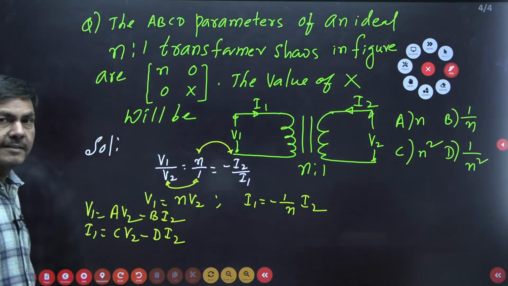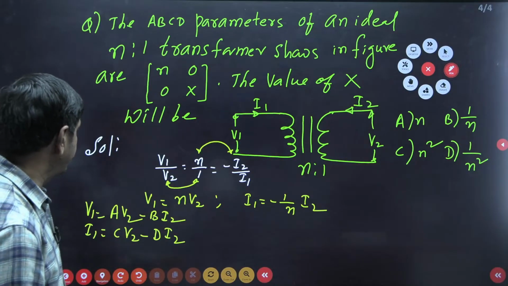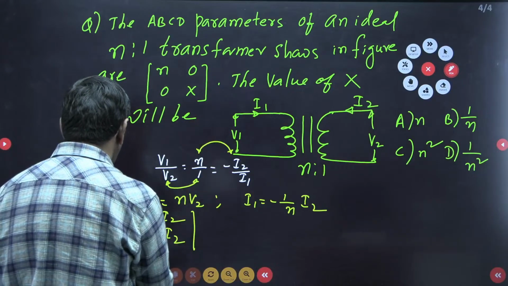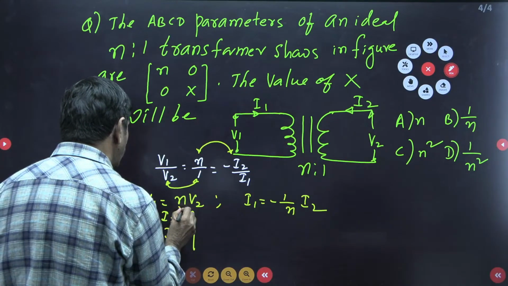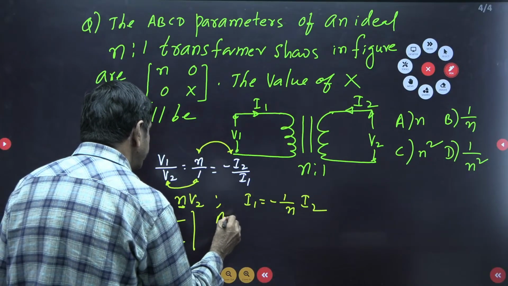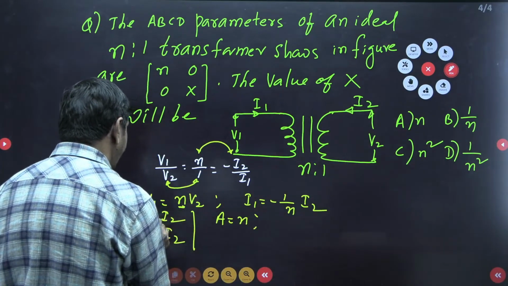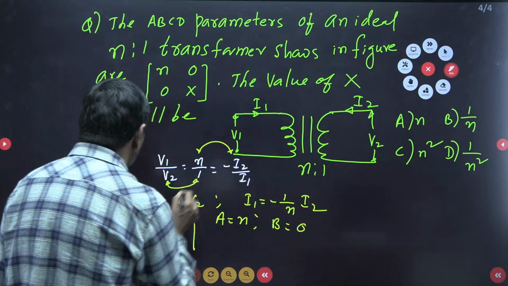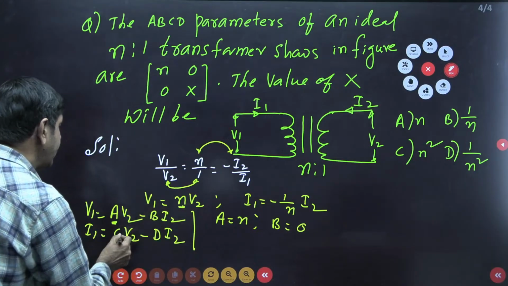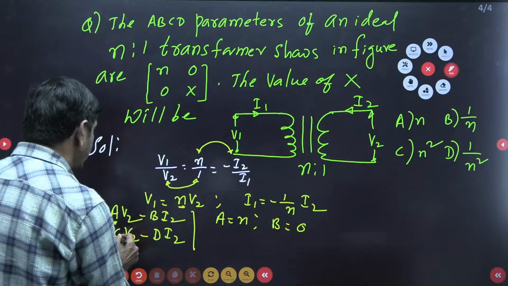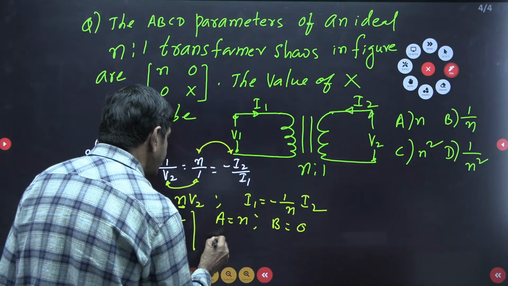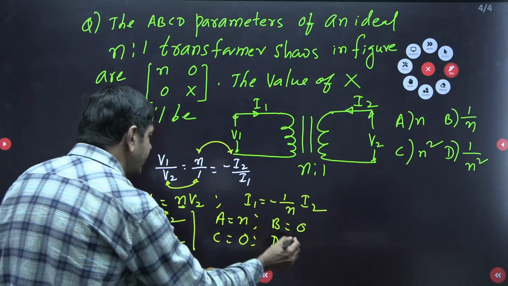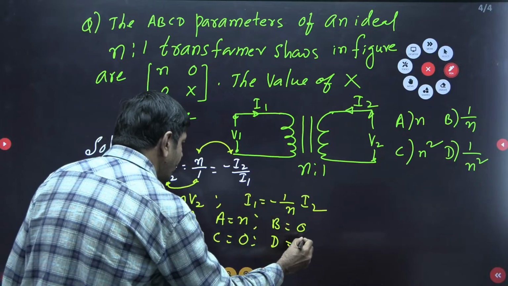You can make the comparison. When a comparison is made, you get the values directly. This is A, B, C, D. A is the coefficient of V2 in V1, so A equals N. What is B? B is 0, because we don't have a coefficient of I2 here. What is C? We don't have a V2 term here, so C is 0. What about D? D is nothing but 1 by N, since minus D is minus 1 by N.